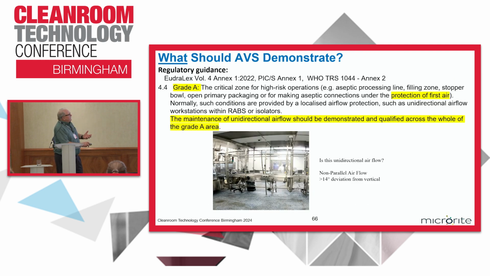So we do this testing, and Annex 1 refers us to Section 4.4 and 4.19. And 4.4 is talking about the basics of the clean room, but it does tell us, for the grade A area, the protection of first air: the maintenance of unidirectional airflow should be demonstrated and qualified across the whole of the grade A area. But what is unidirectional airflow?